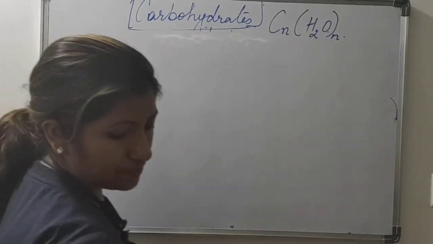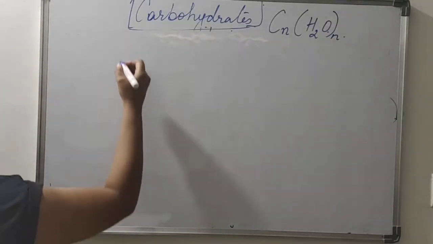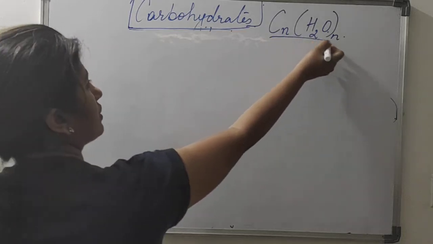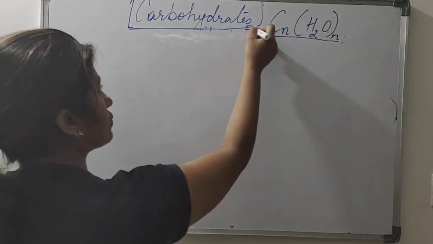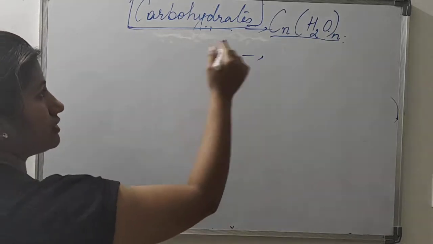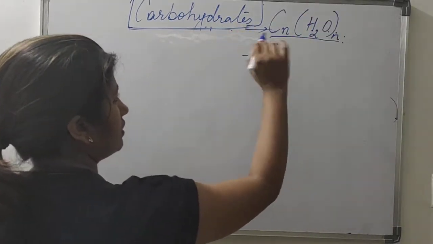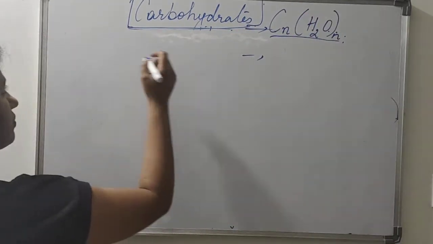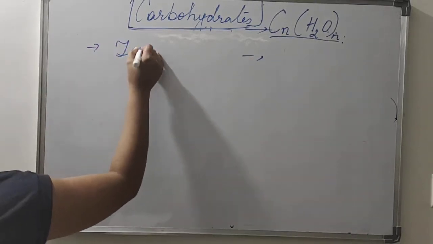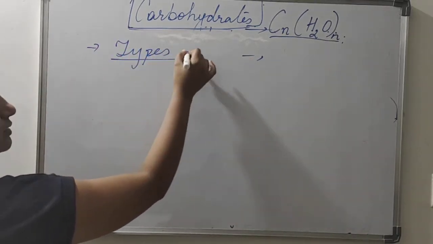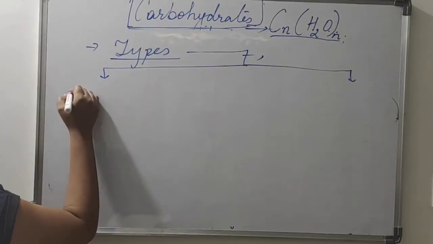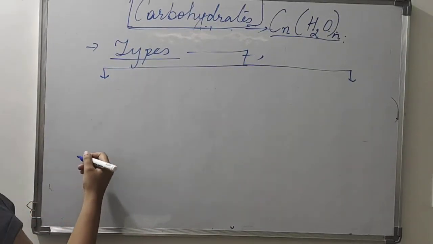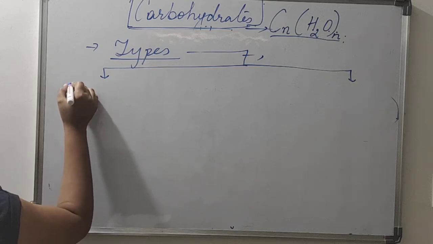Now we will see the types. This is the molecular structure of carbohydrate. We have seen the function and structure. Structure is made up of carbon, hydrogen, oxygen. Function we have seen, at least 5 functions. Now we will see the types. It is of 3 types, or classified into 3 groups.